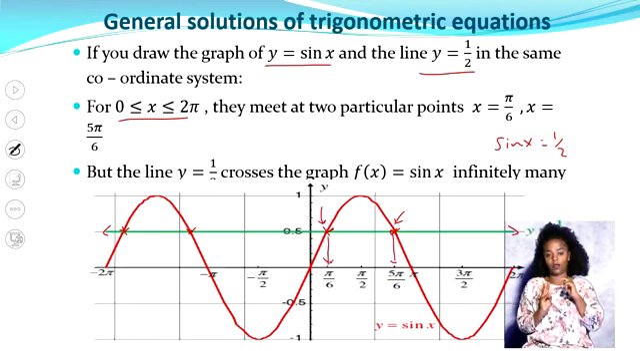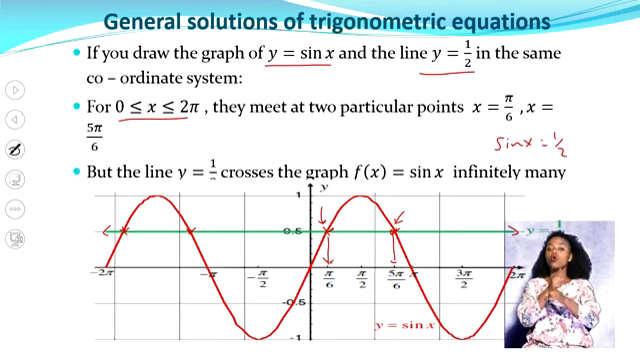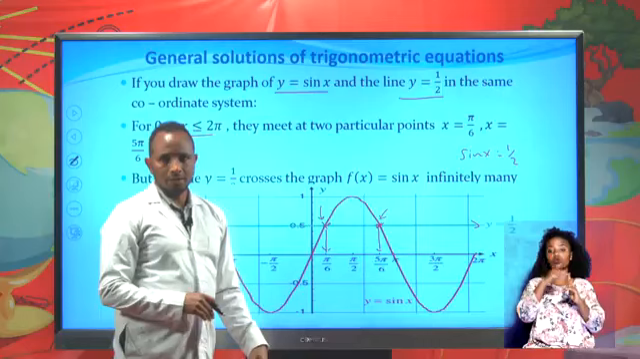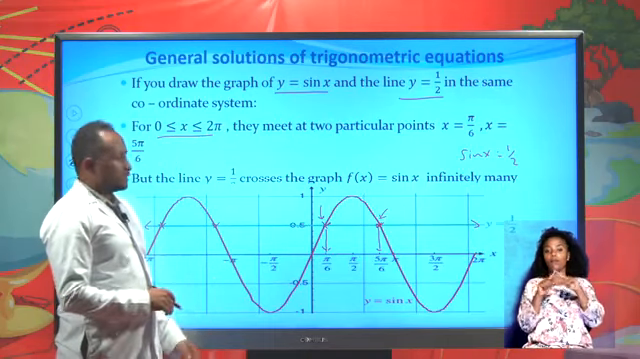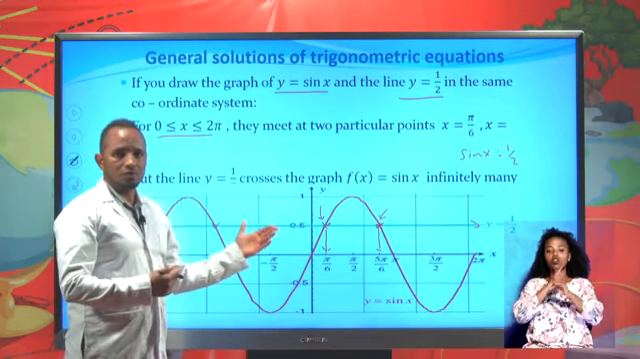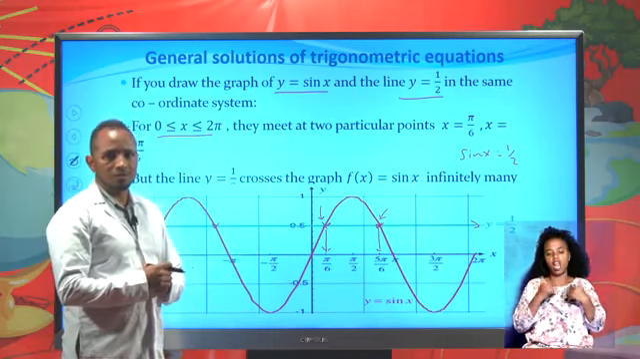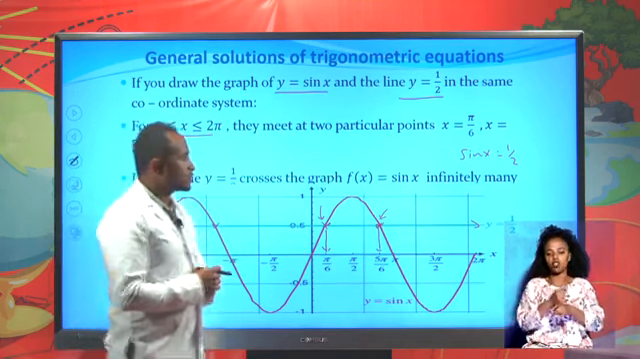To find the general solution, we have a technique, so we'll proceed to that. These two are particular solutions for sine x equals 1 over 2 on the interval from 0 to 2 pi. But the general solution has infinitely many solutions, so we'll see how to determine the general solution for this expression. Let's continue.